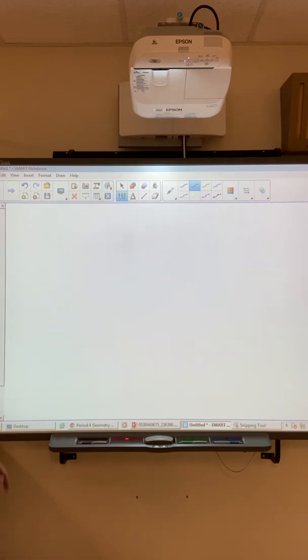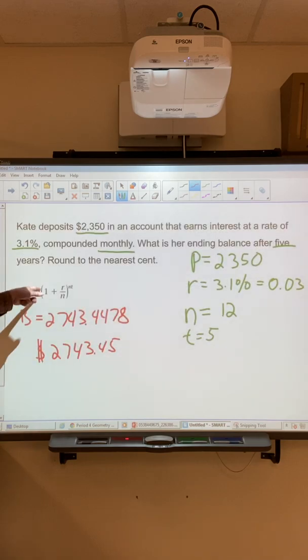So good luck with your assignment. The formula is posted in your assignment. You don't have to memorize it. Today's assignment really is practicing plugging those numbers into the right spots and doing it correctly in your calculator.